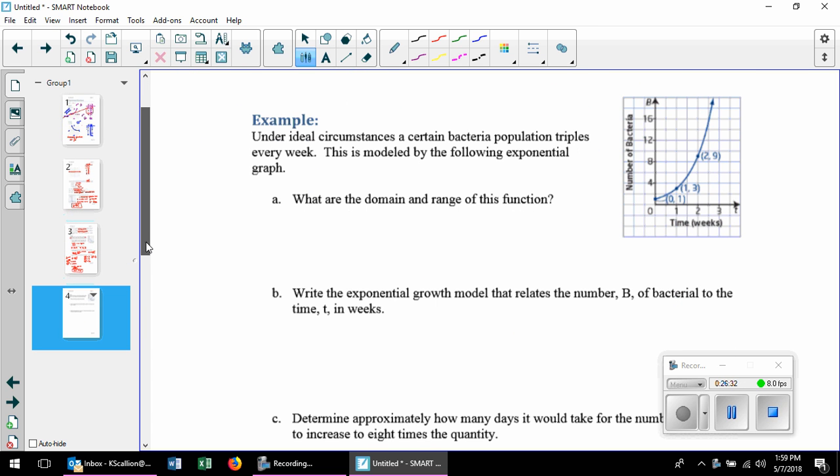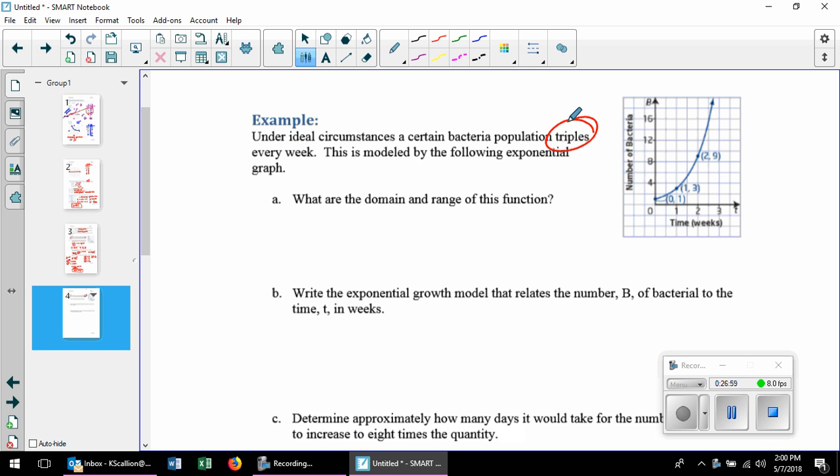This is delightful. Under ideal circumstances, certain bacteria population triples every week. This model is an exponential graph. Is it decaying or growing? Growing, so it's an increasing graph. And it triples. What's my base number? 3. Right? But we can confirm that with the graph.